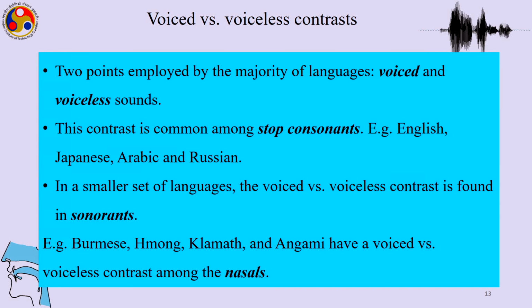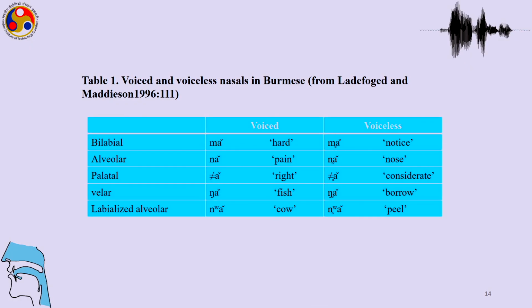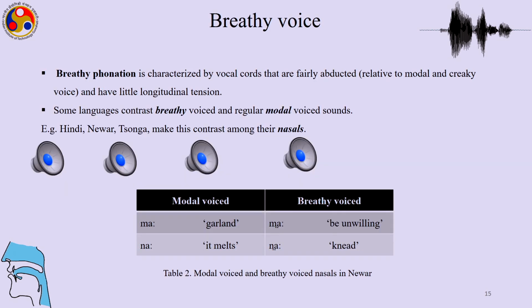So, the two points employed by the majority of the languages for making a distinction in terms of the glottal state are voiced versus voiceless sounds. And the contrast is very clear in stop consonants, also other obstruents. In a smaller set of languages, we have a voiced versus voiceless contrast in nasals, as in Burmese, and we had already played these sounds before for Burmese voiceless nasals.